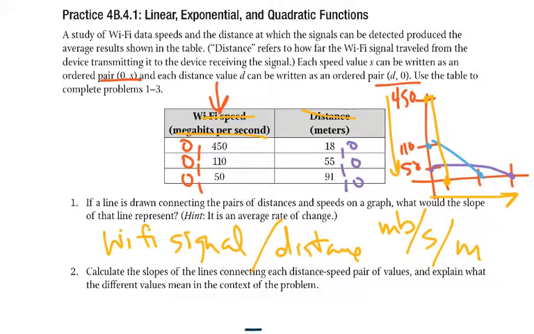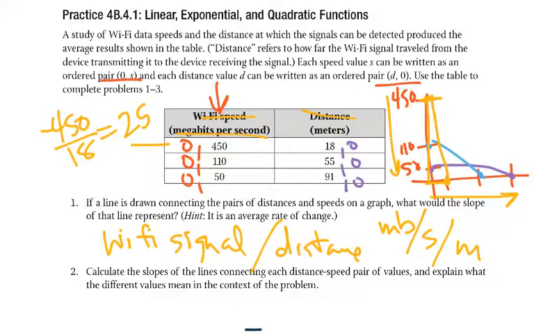Now it says calculate those slopes. To calculate them, we'd go down 450 and to the right 18, so this is for question 2. It would be negative 450 over 18, which if we use a calculator, we would get negative 25. So 25 over 1, so 25 megabits per second per meter, essentially. That's what it would mean in the context.